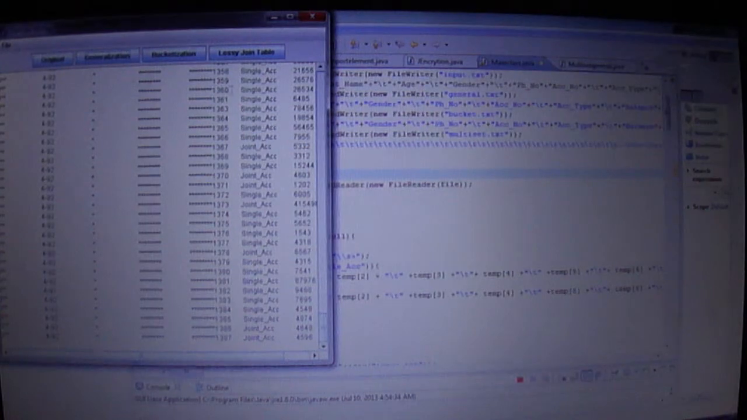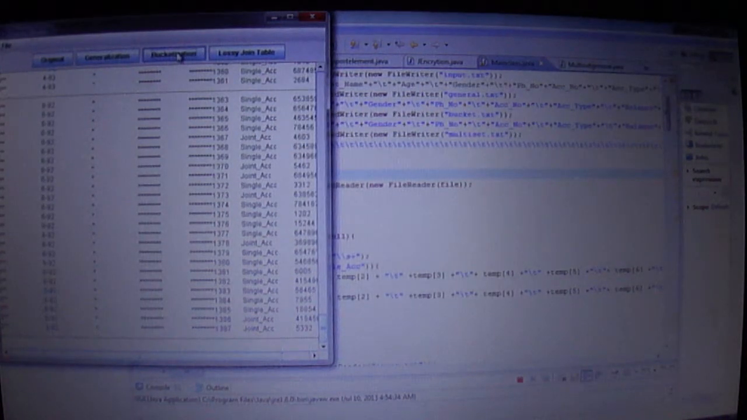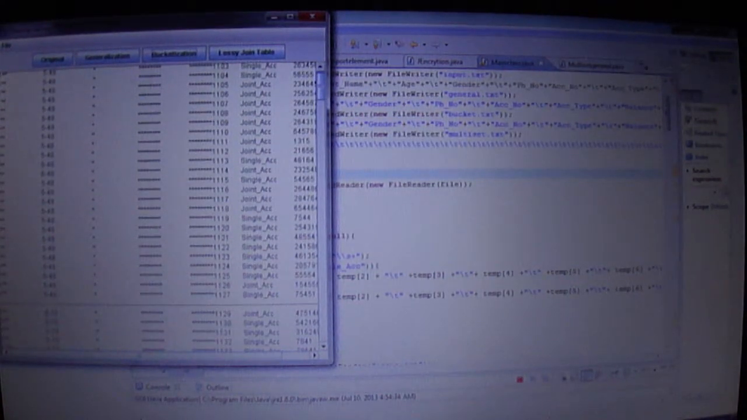Then comes the bucketization technique. Here in the bucketization technique, the data set is broken down into buckets. Each bucket consists of a number of tuples. That is, the whole data set is divided into tuples, and each tuple consists of a set of data.